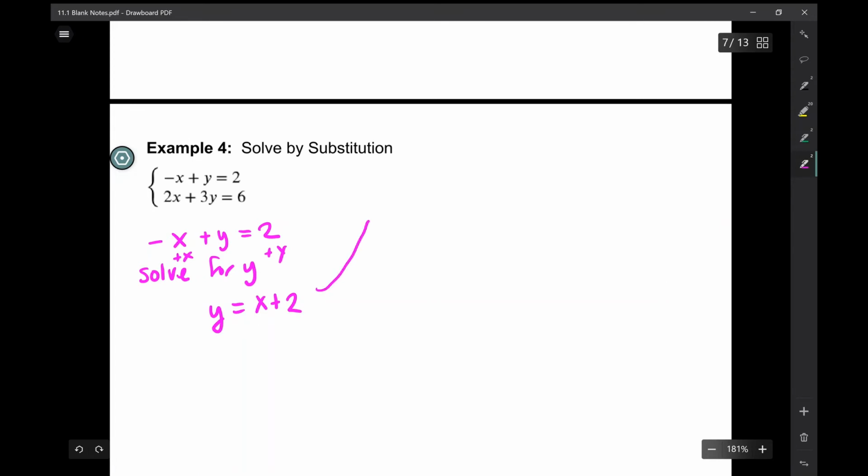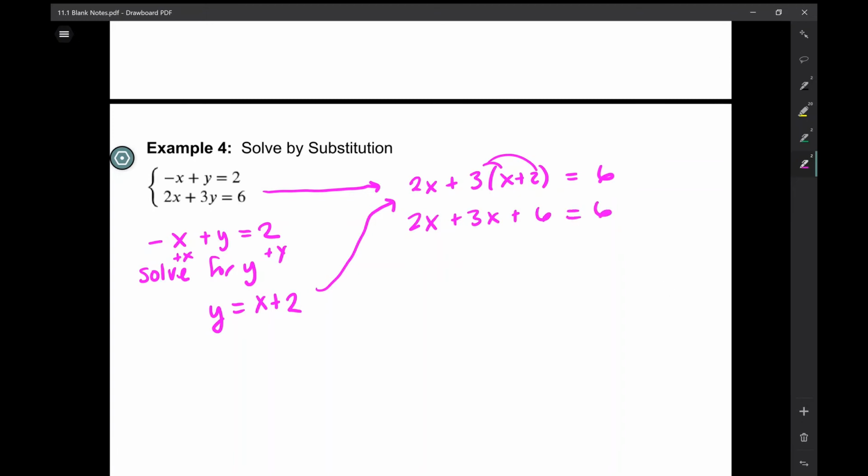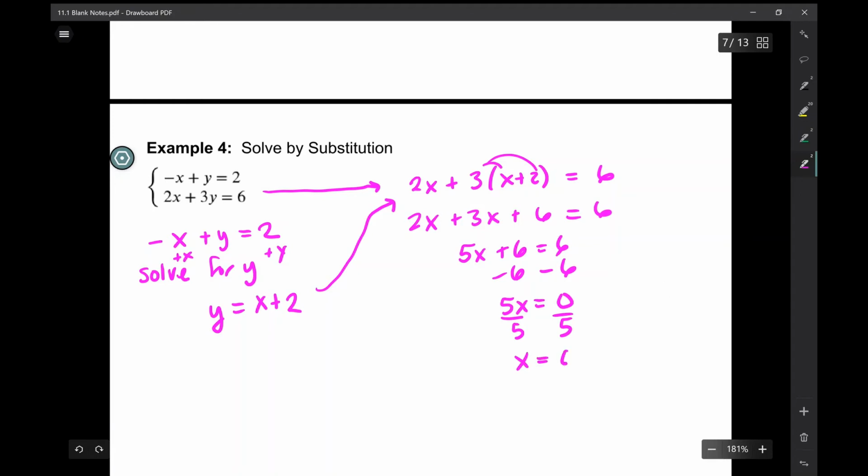Now I take this and I plug it into equation 2. Everywhere I see a y, I'm going to put in x plus 2. So 2x plus 3, not y, x plus 2, equals 6. Now I solve this equation for x. 2x plus 3x plus 6 equals 6. So 2x plus 3x, those are like terms. I can add them to get 5x plus 6 equals 6. Subtract 6 from each side. 5x equals 0. Divide by 5, which is still going to give me x equals 0.